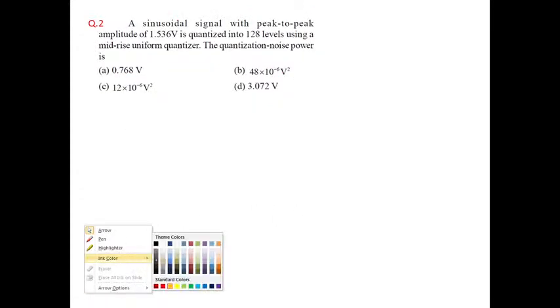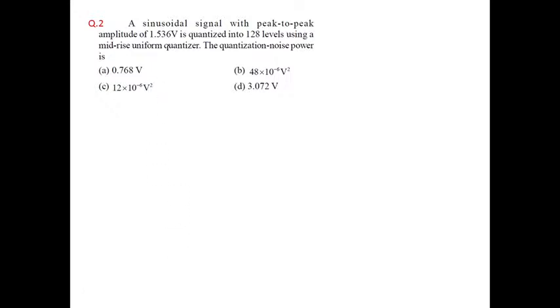Now moving to the next question. A sinusoidal signal. So this is our sinusoidal signal with the peak values at minus m max and plus m max. It is given that twice of m max, the peak to peak value, is equal to 1.536 volts, right? And quantized into 128 levels. This means that L, the number of quantization levels, is equal to 128. Using a mid-rise uniform quantizer.